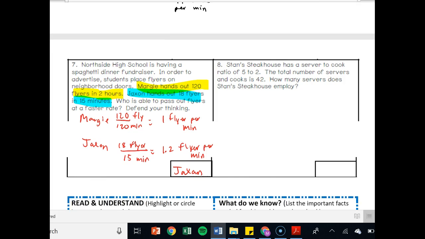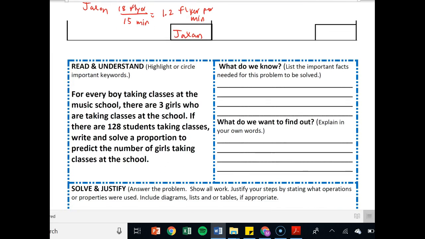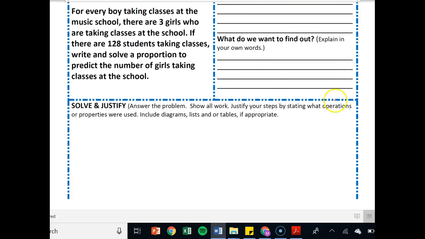Number 8, I'm going to go ahead and allow you to do. And then this last one I'm also going to allow you to do. You got what we know, what we want to find out, and then think about, for every boy taking music class, there are 3 girls, right? So you're comparing boys and girls, right? If there are 120 students taking classes, solve a proportion, predict the number of girls.